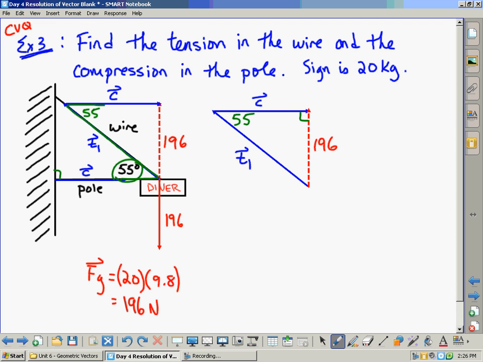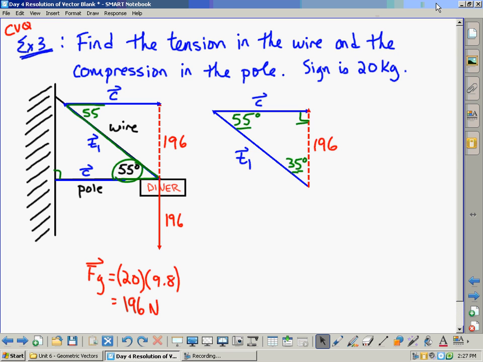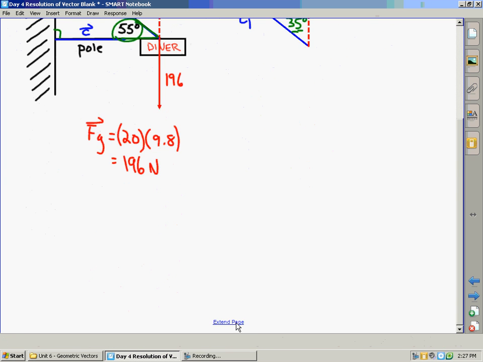We can just use SOHCAHTOA. Also, if this is 55 and 90 subtract from 180, we get that this is 35 degrees. And we have all three angles in our picture. So now we can finish the question pretty quickly using SOHCAHTOA.